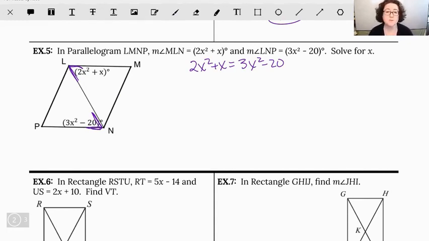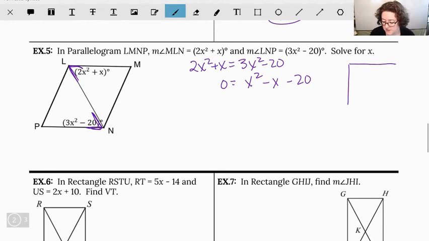So we need to move everything over on one side of the equal sign. I'm going to move everything towards that 3x squared to keep my x squared term positive. So that means I'm going to subtract 2x squared from both sides, which would leave me with just a single x squared, and then subtract x from both sides. And I'm going to put it right in the middle, in between the x squared and the negative 20. Because again, when we factor, we like seeing things lined up: x squared, x, and number. And so now this is a lot more straightforward to factor.